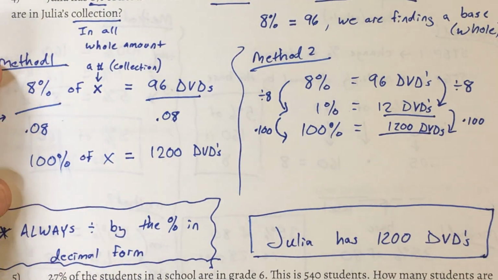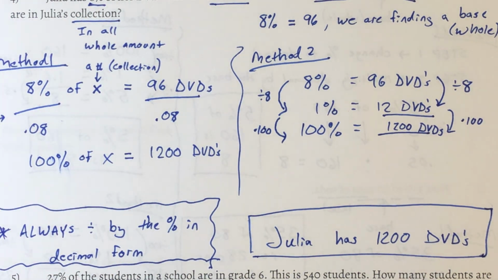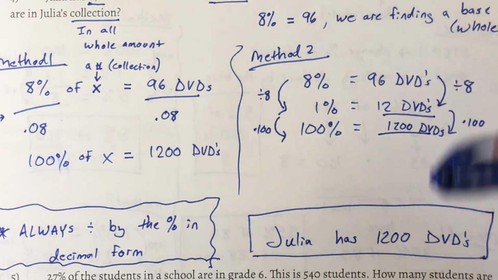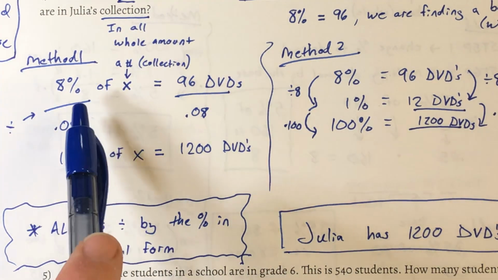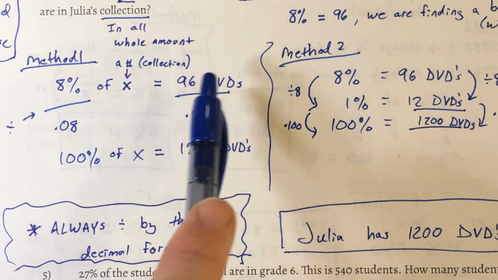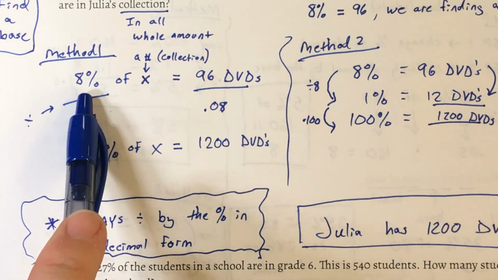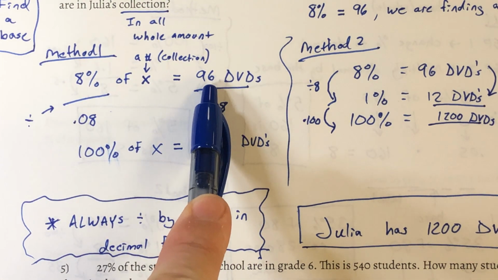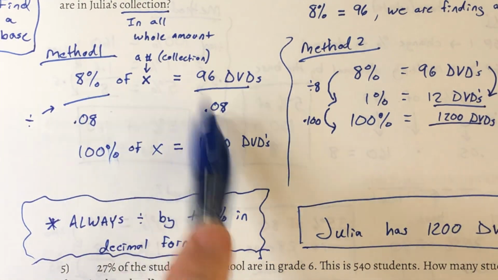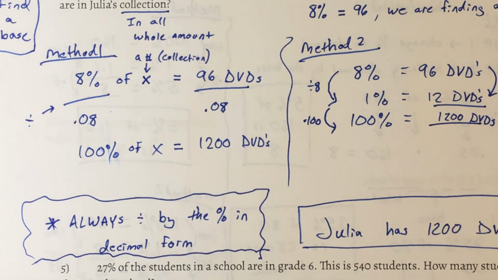Method 1, much faster, but both are fairly straightforward. There's a certain routine and structure about it. It's usually always going to be the same for every type of problem. So let's review real quick. If you have a percent and it's equal to a number, you are finding a base, meaning you're finding the whole amount. To do method 1, you simply divide your number by the percentage in decimal form. So on this one, we took 96 divided by 0.08 and got our answer.